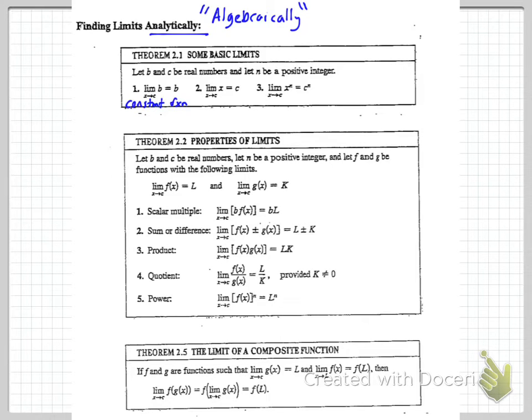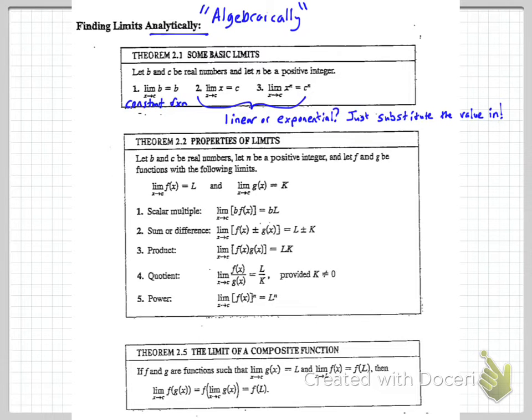First one says, if you have a constant function, the limit as you approach anything is that value, that constant. That makes sense because you're approaching it, it's the same as the constant function. It's always going to be that value, that b, whatever b is. The other two and three here are simply saying if you have a linear or exponential function, you just substitute the value in. You just plug in whatever number you're getting closer and closer to. You plug that number in, and you can evaluate it at that point by substituting the value in.